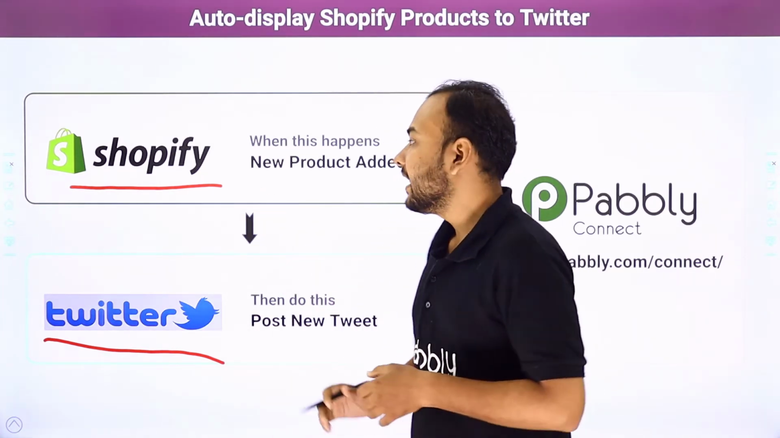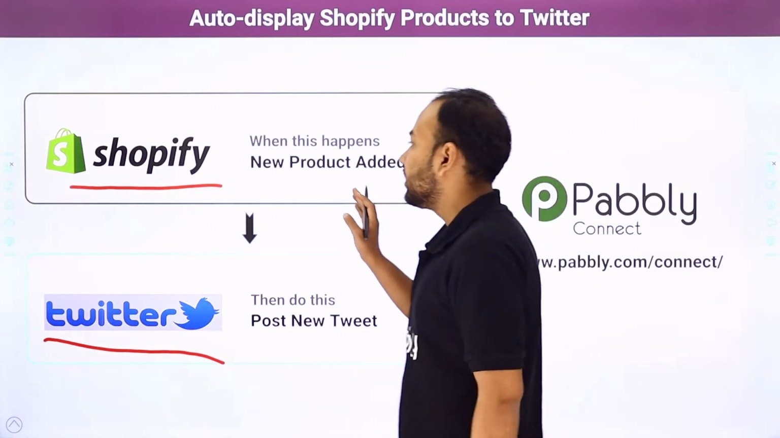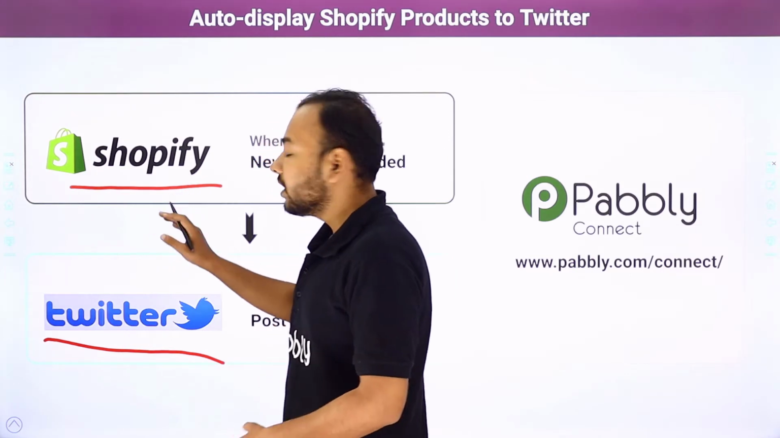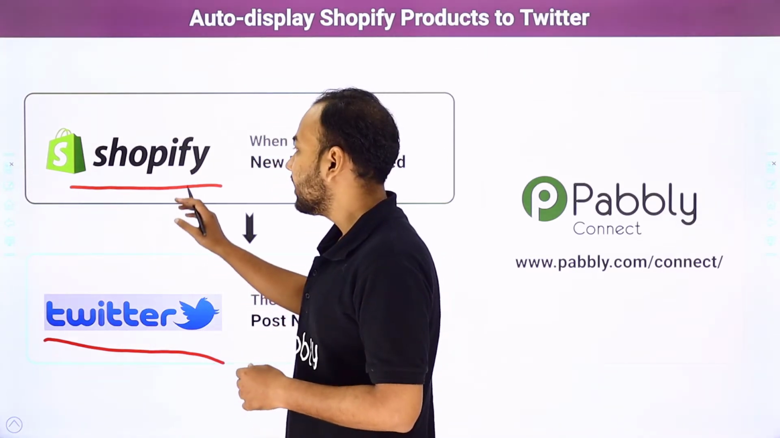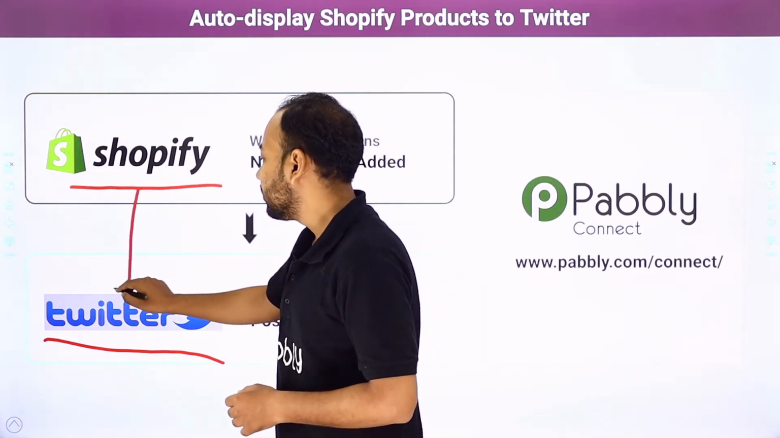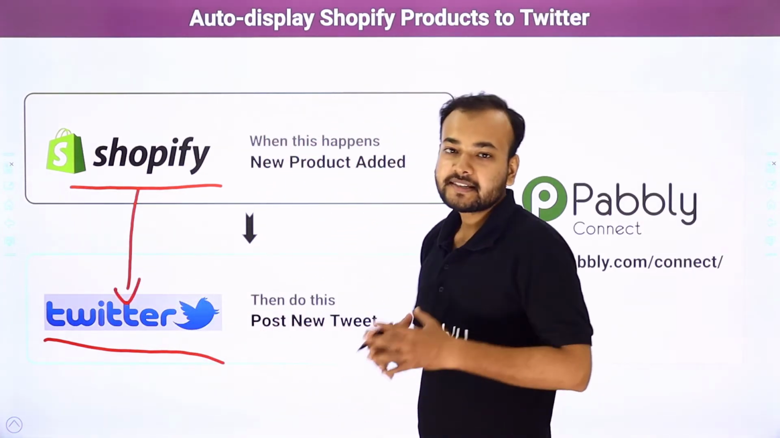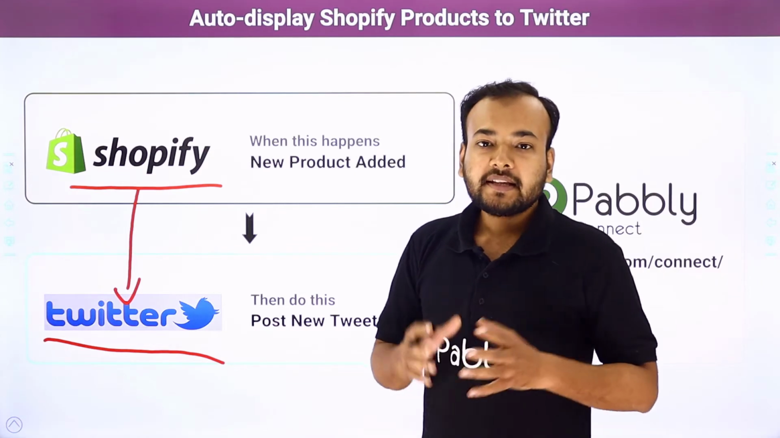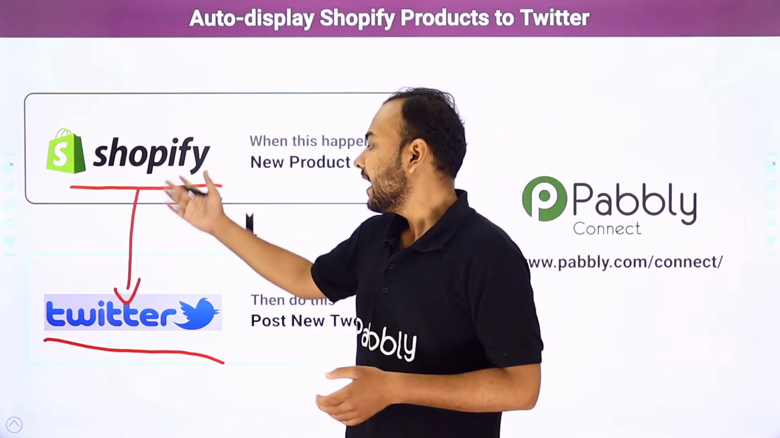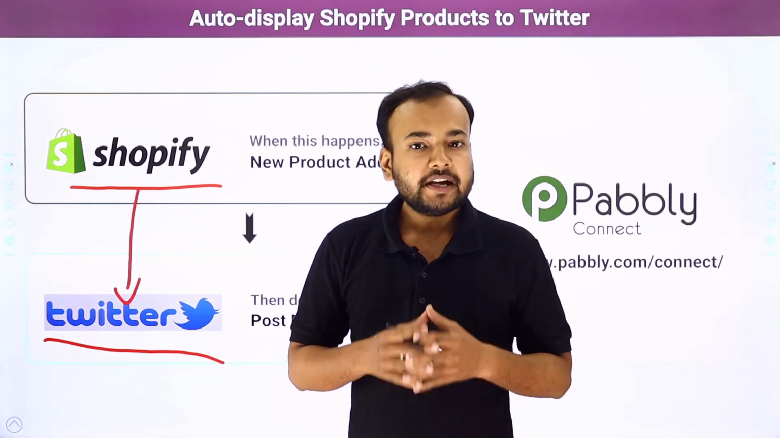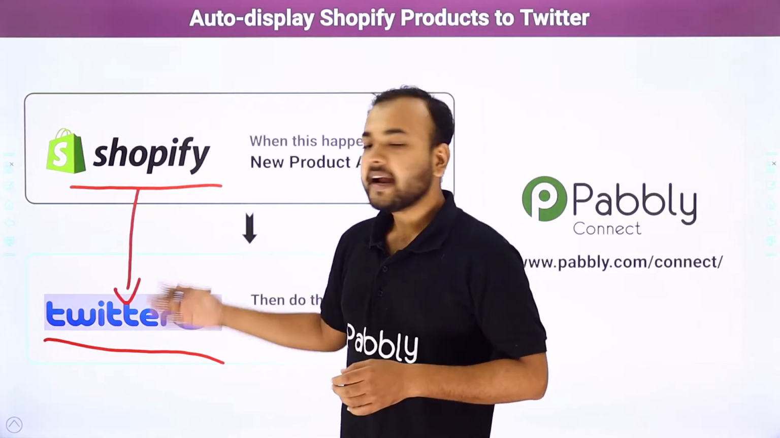What if I tell you that as and when you update a new product or add a new product on your Shopify store, the link of that same product and the photo of that same product get delivered here on Twitter for your audience automatically as a new tweet. Yes guys, this can happen, and this can be done by connecting Shopify with Twitter. But the issue is there is no direct connection or integration present between Shopify and Twitter.